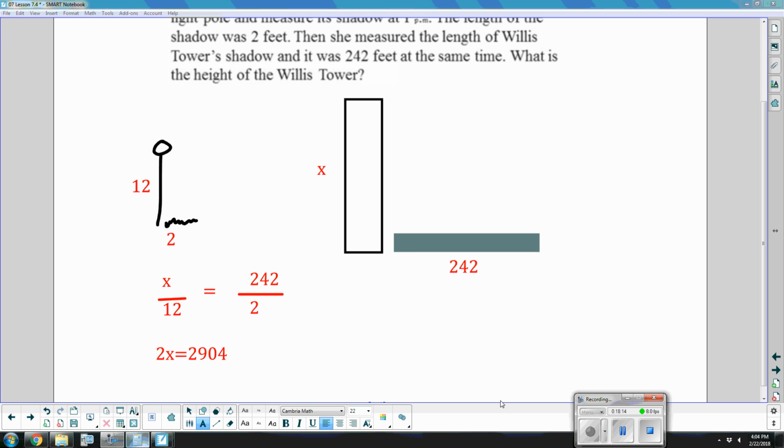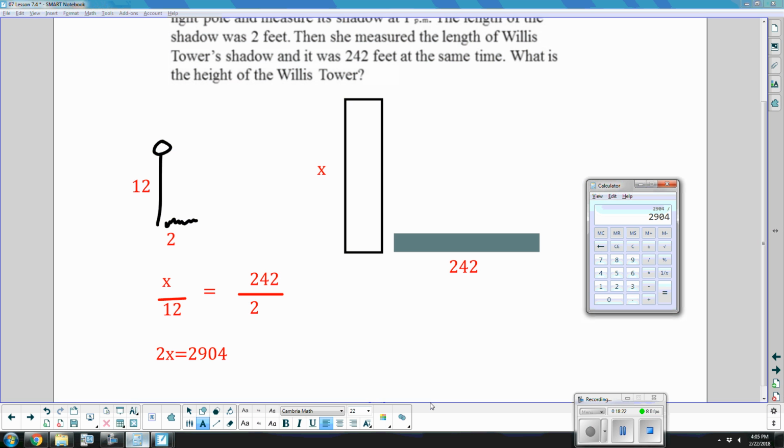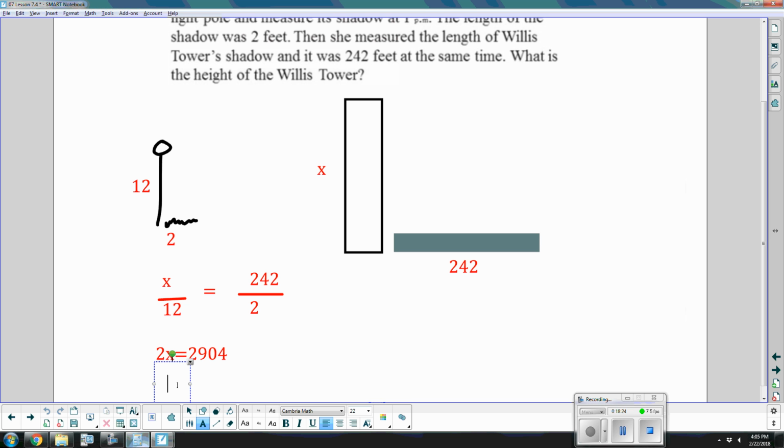And if we multiply that out, 12 times 242 is 2904. And then we need to divide that by 2 in order to solve for x. And we get 1452. So this is her estimate that the Willis Tower is approximately 1,452 feet. Now the actual height, if you look it up, is 1,450 feet. So using this method, she's pretty close, just using proportional triangles.